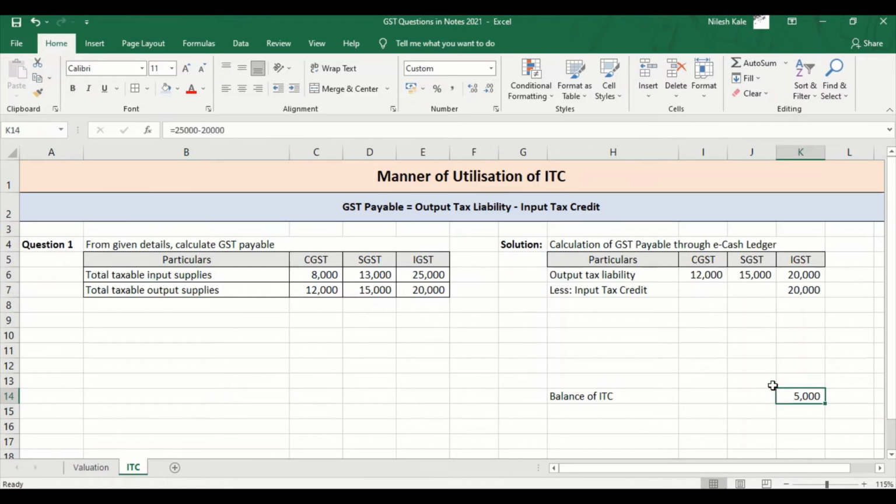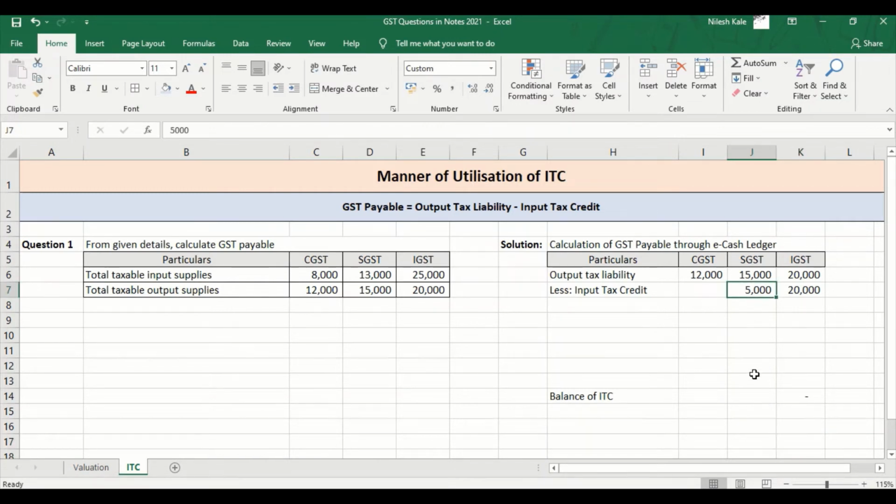So 5,000 I can use for SGST payment or CGST payment, in any order, in any proportion. Now if you look at the liabilities here, SGST is more. I can use all this 5,000 here, like 5,000 SGST payment I can make, right? So that this becomes 0. Hope you understand this point.